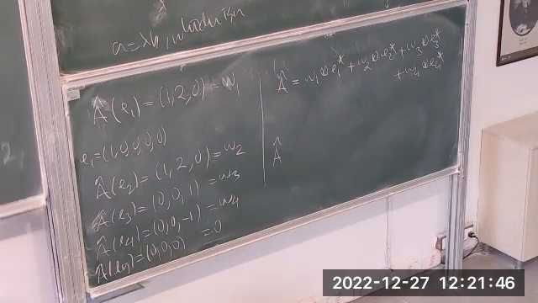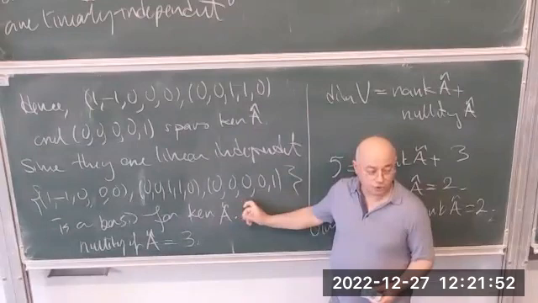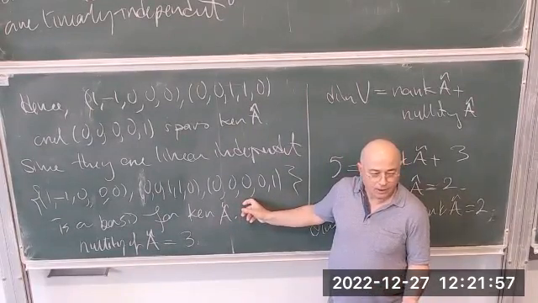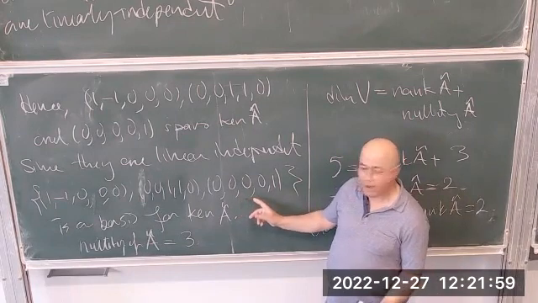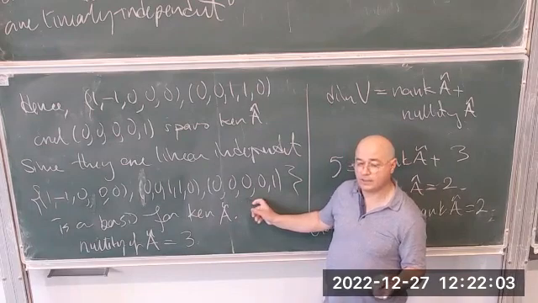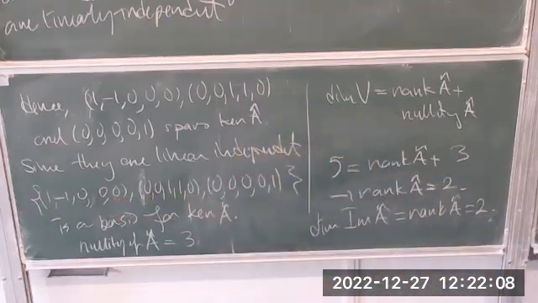For the kernel, this is the basis for the kernel. I don't have to use these vectors because they are already mapped to 0. So I need to choose a basis for R5 which contains these vectors so that I will not use this one.